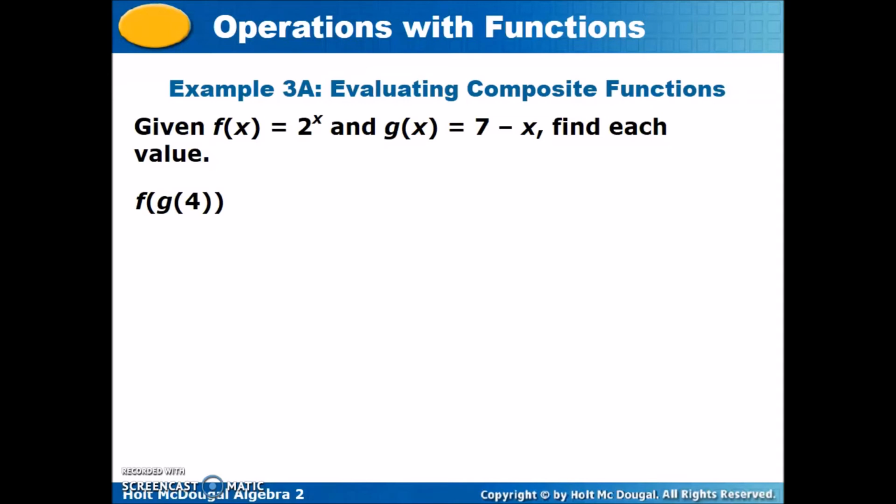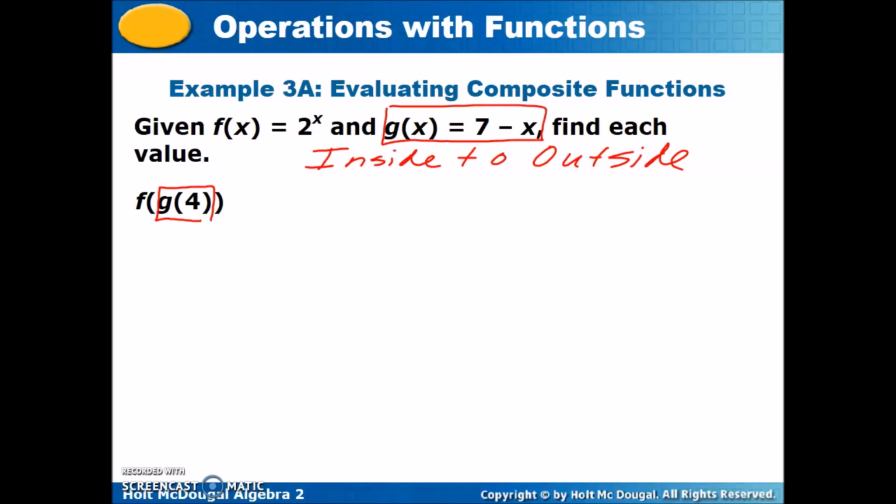When we're doing these, we're going to work from the inside to the outside, okay, when you have a number. So we're going to work with this one first. So that is this equation, right? We're going to say g of x equals 7 minus x. Now, we're actually solving for g of 4, so we're going to put that 4 in for that x. 7 minus 4 equals 3.